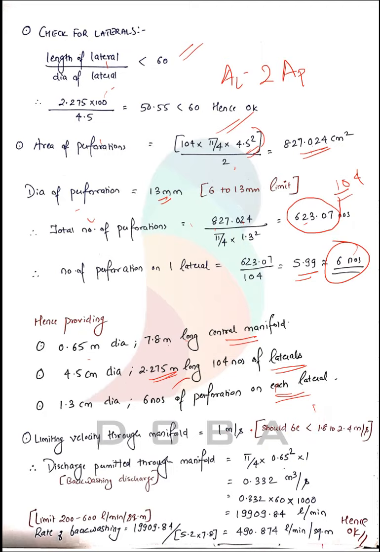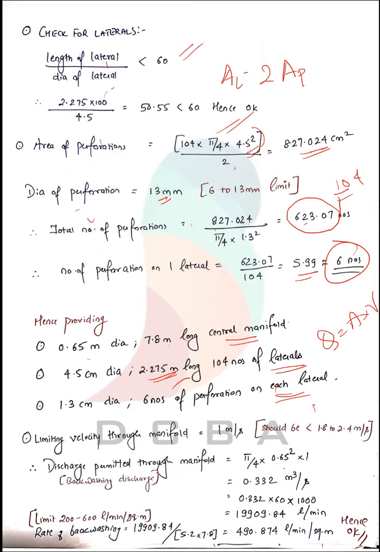Means we are assuming the limiting velocity to be 1 meter per second. The discharge that is permitted through the manifold is area into velocity, right? Discharge Q is equal to A into V. So how much discharge will come through the manifold? It is pi by 4 into 0.65 square, area into velocity is 1.